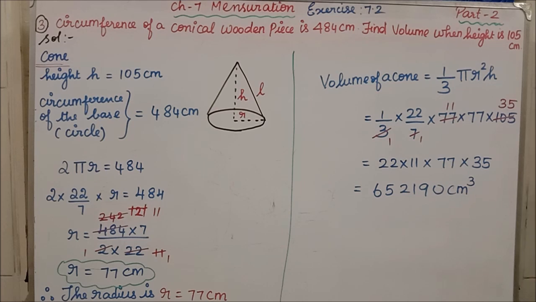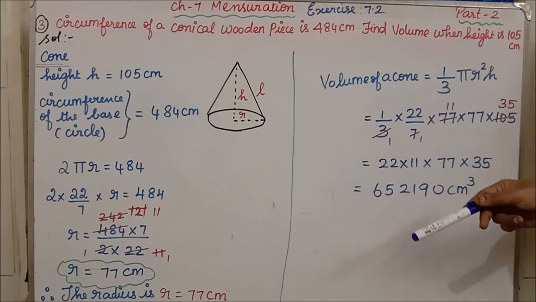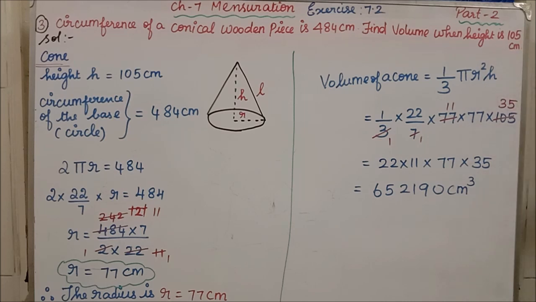You have to think, what did ma'am tell? Cylinder means pi r square h volume. Cone means 1 by 3 pi r square h. That's it. Now volume of a cone formula is 1 by 3 pi r square h. 1 by 3 into pi value, which is 22 by 7. Radius, we have got radius is 77. Since we have r square, so 77 into 77 into the height they have given us, 105.